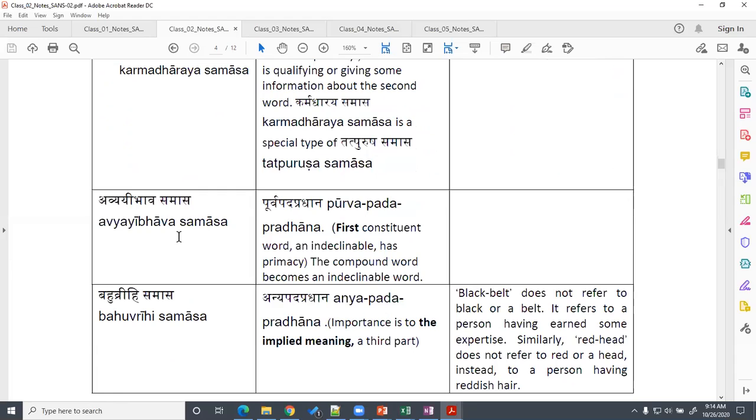Then Avyayibhava Samasa, we did not see much of that. It is Purva Pada Pradhana, and the whole word becomes indeclinable. So the first word is indeclinable, and the compound word also becomes an indeclinable word.